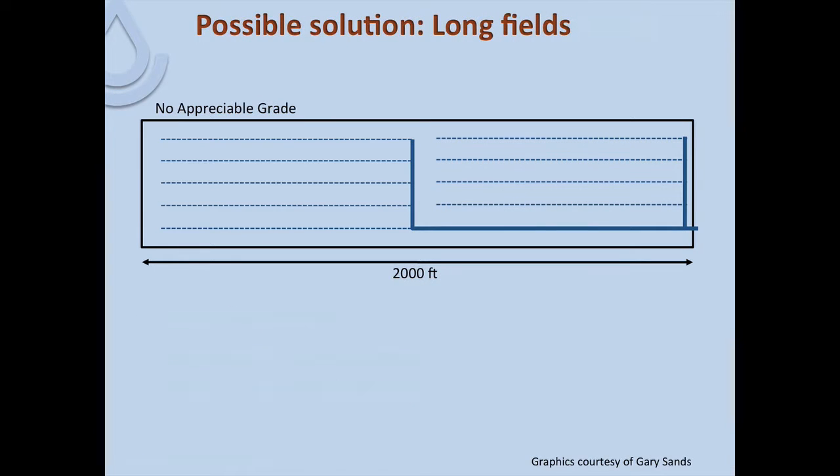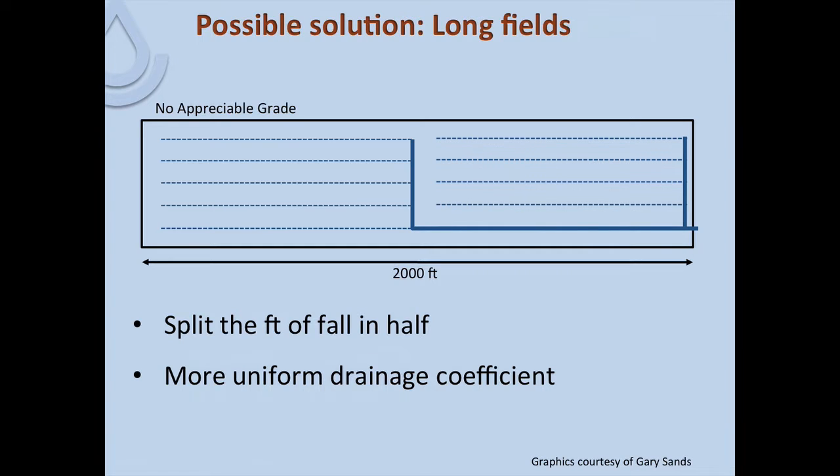And so one way to try and minimize that difference in depth, which then means a difference in drainage coefficient, is to work with layout. And so one option would be to split that field in half, put in a sub-collector or a sub-main, and so now our laterals are running half the distance, which then splits the feet of fall in half, and we'll have a little more uniform drainage coefficient, but the trade-off is going to be more connections and more feet of main.